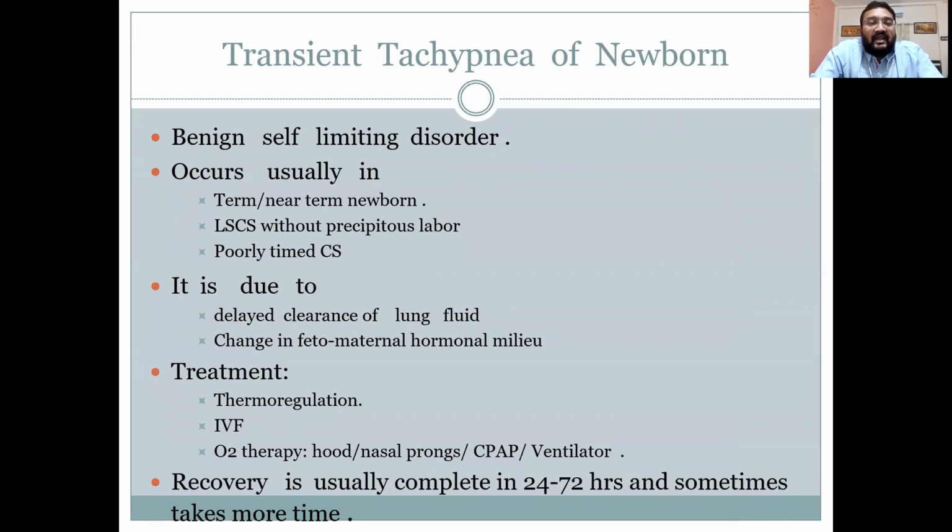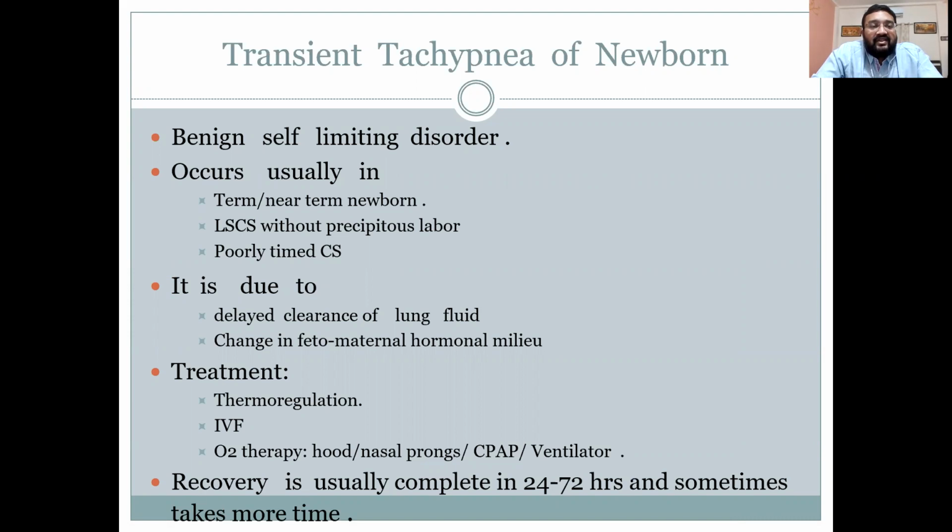It is usually seen in term or near-term babies in whom the LSCS was done without precipitous labor, and poorly timed C-section is another important cause of transient tachypnea of newborn. It is due to the delayed clearance of the fetal lung fluid and because of the change in the feto-maternal hormonal milieu, which leads to defective clearance of the fetal lung fluid. So it is often a diagnosis of exclusion.